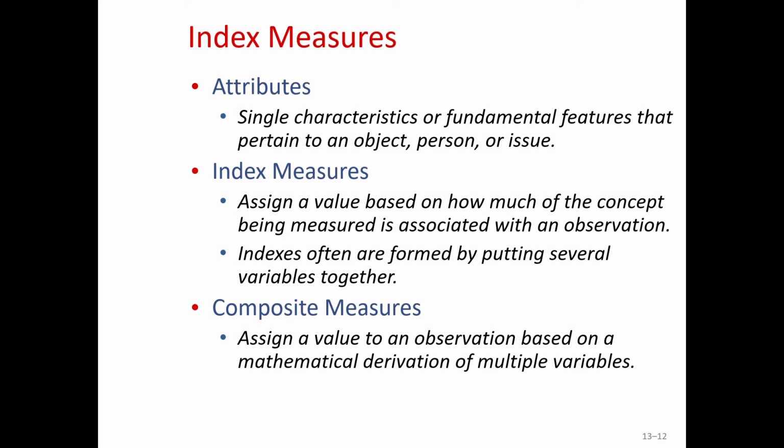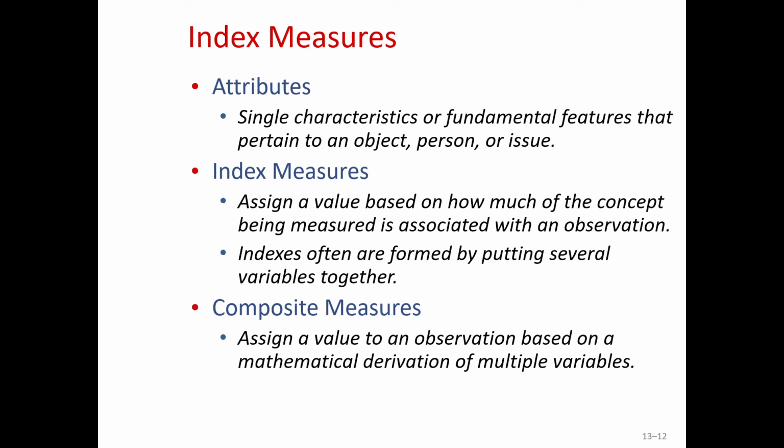Index measures. Attributes. What are attributes? A consumer's attitude towards some product is usually a function of multiple attributes. An attribute is a single characteristic or fundamental feature of an object, a person, or a situation, or even an issue. And then we have a multi-item instrument for measuring a construct, called an index measure or composite measure.